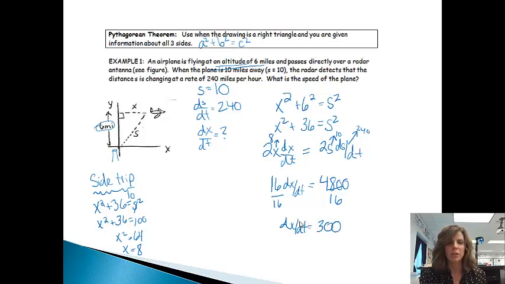And when I'm looking at units, x is measured in distance, and that was miles. So miles, and then per what amount of time, and we're talking about hours in this problem, so miles per hour. So that's how fast that plane is traveling.